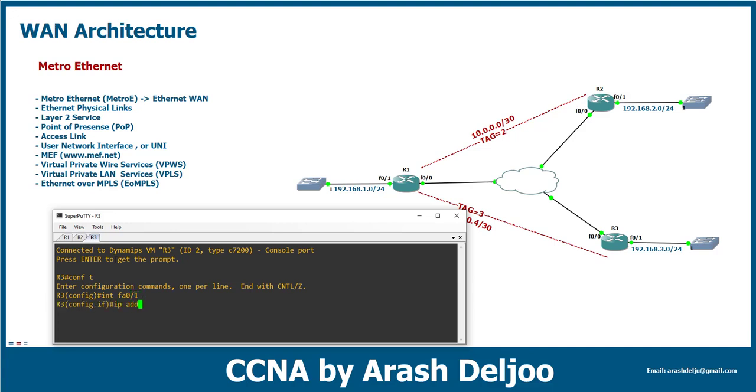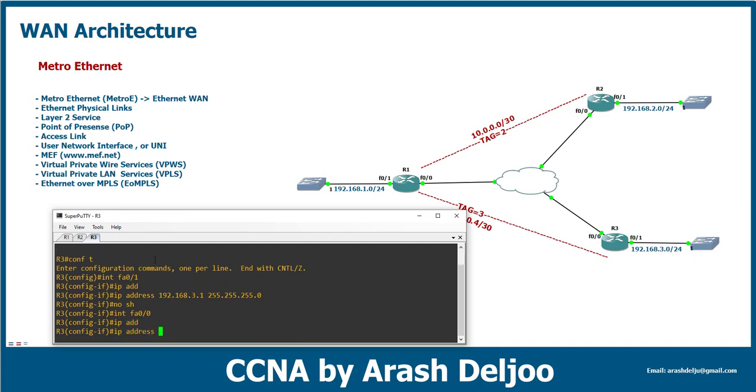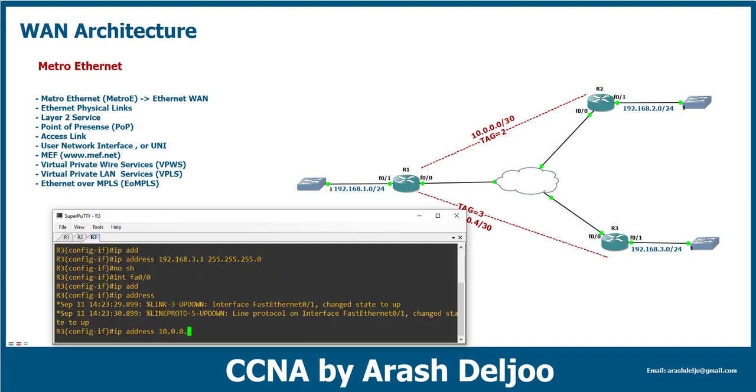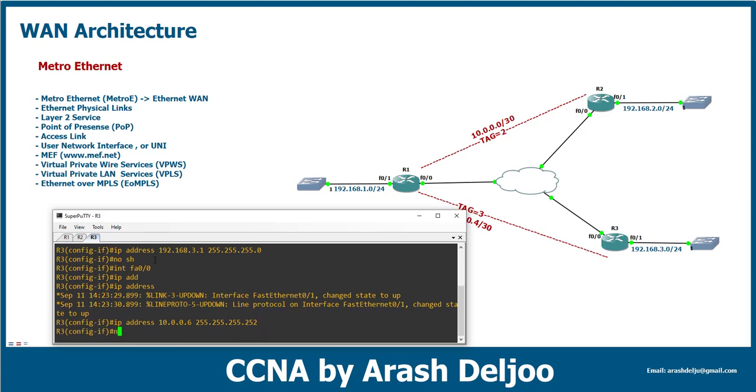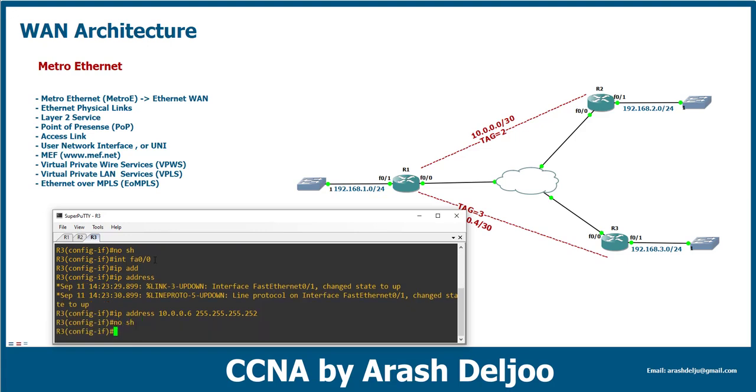The IP address is 192.168.3.1 with mask 255.255.255.0, and then no shutdown on the interface FastEthernet 0/0. The IP address is 10.0.0.6 with mask 255.255.255.252, and then no shutdown. That's it. Now we need to enable one type of routing protocol.